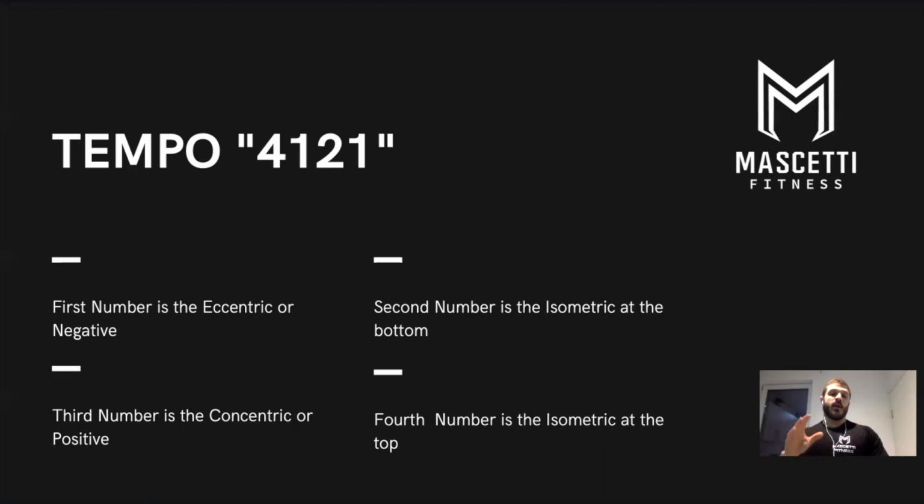So again, a 4-1-2-1 tempo: 4 seconds on the way down, 1 second hold at the bottom, 2 seconds on the way up, 1 second at the top. So every rep is going to look the same because I'm going to keep this rhythm consistent, and that's how I create a standard.